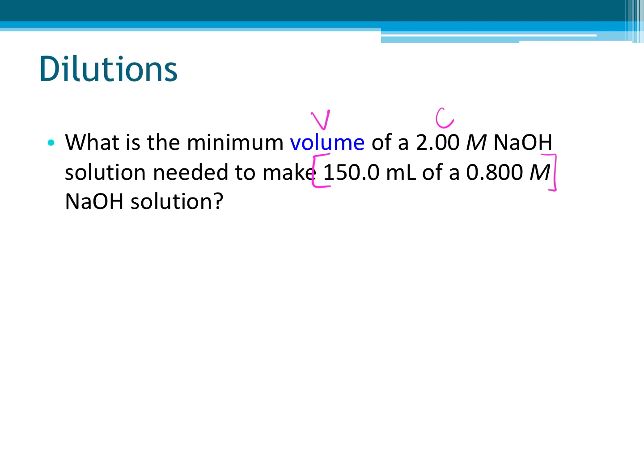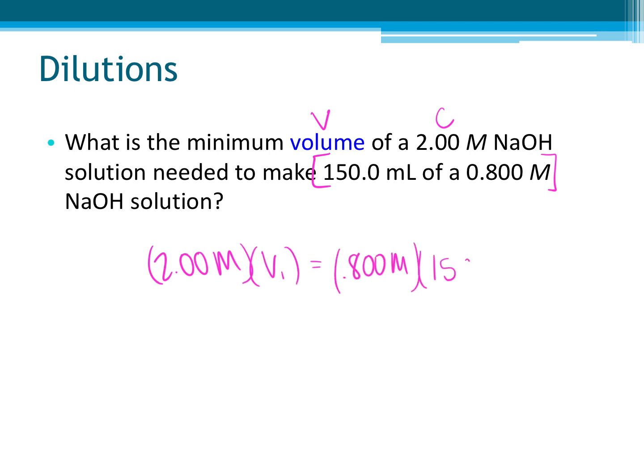So again here, are we expecting a lot or a little? A little, but more than last time, right? Our concentrations aren't so far apart this time. So we might have a more substantial amount of our stock solution. 2.0 molar times V1 equals 0.8 molar. You can keep it in milliliters if you want.